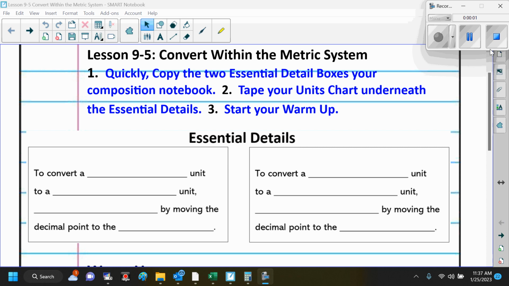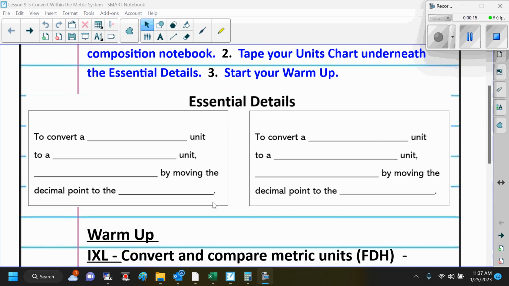Today's lesson is convert within the metric system. Okay? Last class we did within the customary system. Now we're doing this in the metric system. Now we're going to fill these in just a minute. Okay?